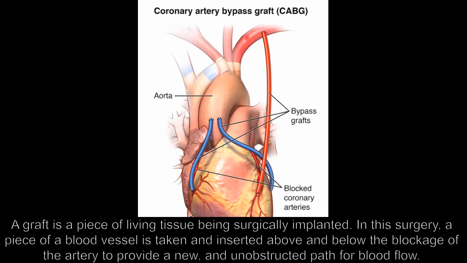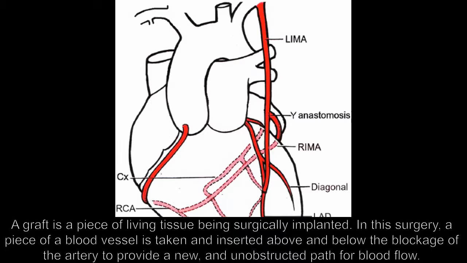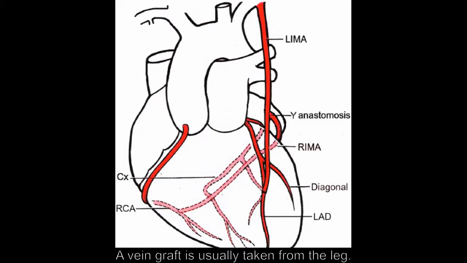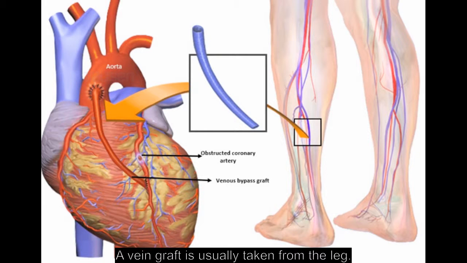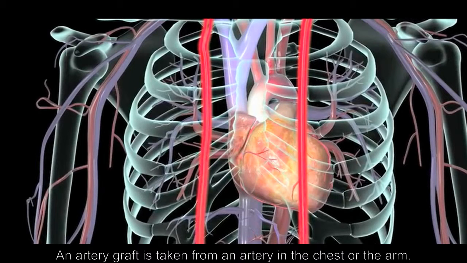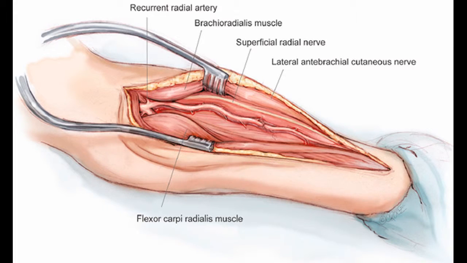A graft is a piece of living tissue being surgically implanted. In this surgery, a piece of blood vessel is taken and inserted above and below the blockage of the artery to provide a new and unobstructed path for blood flow. A vein graft is usually taken from the leg. An artery graft is taken from an artery in the chest or in the arm.